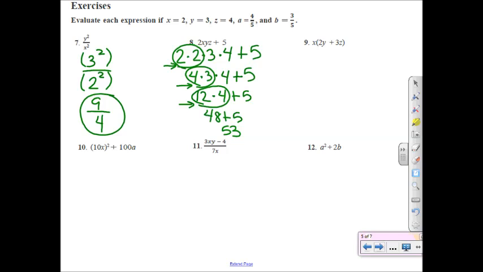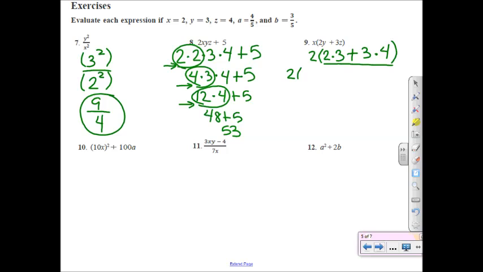In number 9, we have x, and then in parentheses, 2 times y plus 3 times z. X is 2, y is 3, and z is 4. So I have stuff in the parentheses first, and inside the parentheses I follow order of operations, so I'm going to do my multiplication first before my addition.